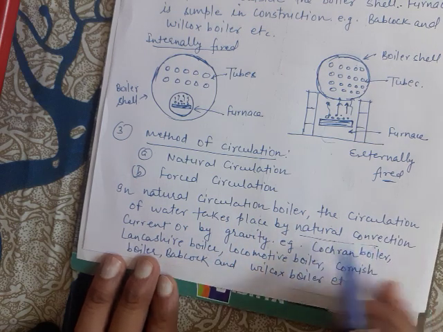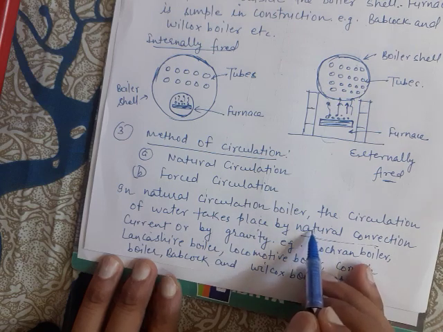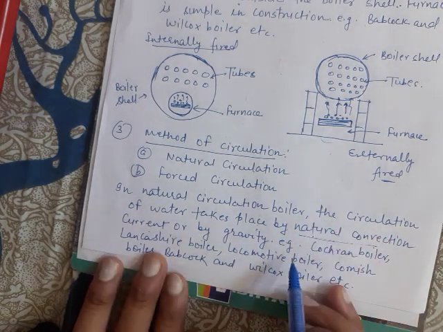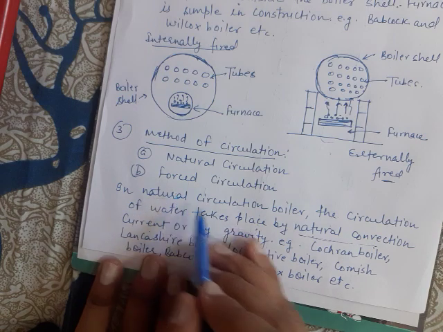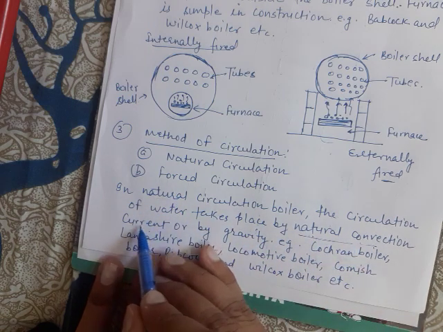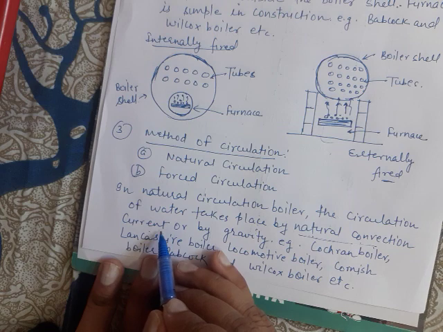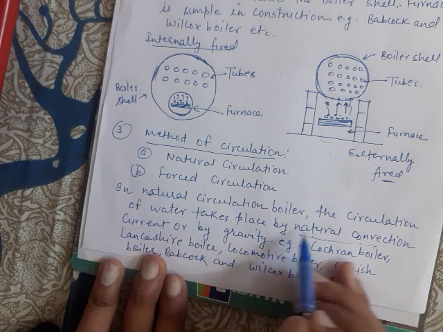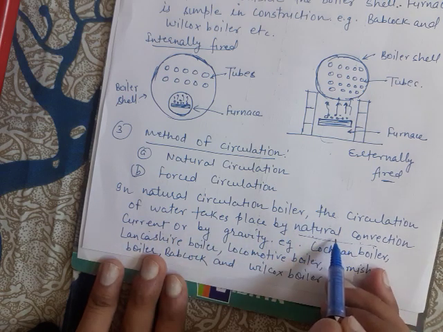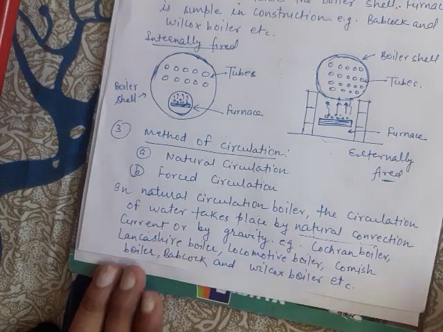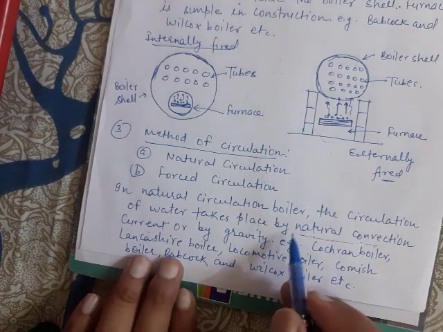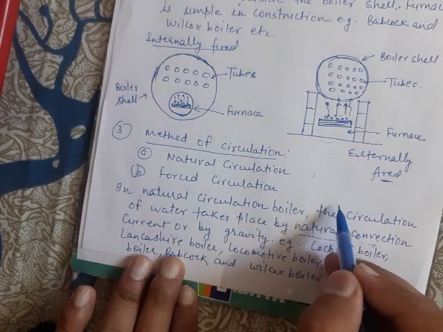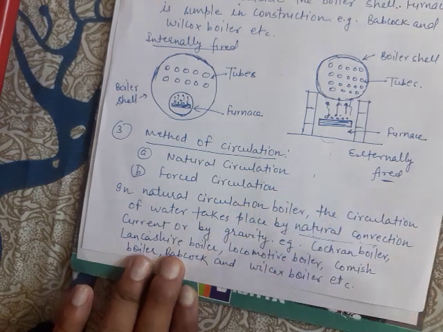What is the meaning of natural convection currents? It is that the cold water flows downward and hot water, once heated up, flows upward. This is the natural convection. The flow of the water takes place as a result of natural convection currents, that is, as a result of difference in the density of the working fluid itself. The hot water flows up, and cold water flows down. This is the meaning of the natural circulation.